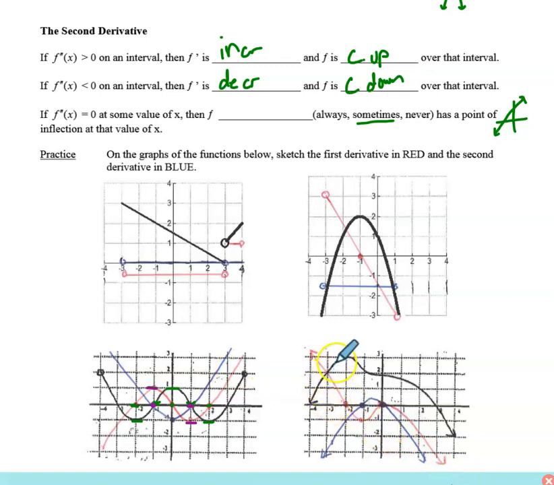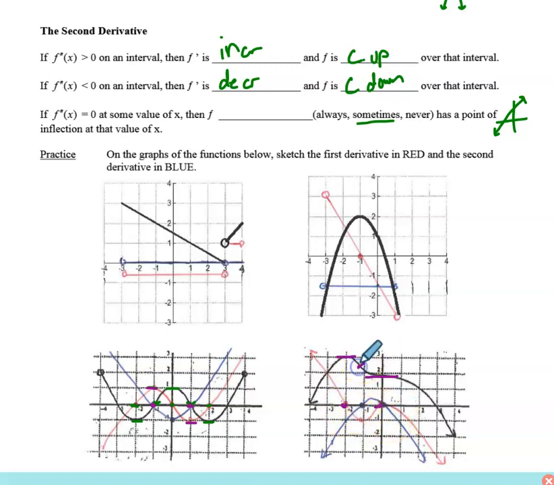Last graph over here, I do the same thing. I look for horizontal tangent lines on my original function. And this is really tricky, but I don't count any of this as a horizontal tangent line. I say that this is always decreasing. Looks like Mr. Walker, when he drew this, he might have said, oh, let's put a horizontal tangent line in here. So he has two x-intercepts. Either way is fine. It's just so hard to tell.